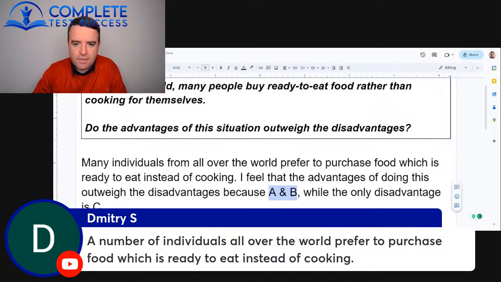So I want to have two advantages here and one disadvantage, or it might be the other way around. Like if we can think of two disadvantages faster than we can think of two advantages, well, then we'll just change this. I feel that the disadvantages of this outweigh the advantages because A and B, while the only advantage is C. So it doesn't really matter. I don't really care what opinion I put in my essay. All I care about is, can I think of ideas that are relevant and ideas that are specific? So that's my main focus.